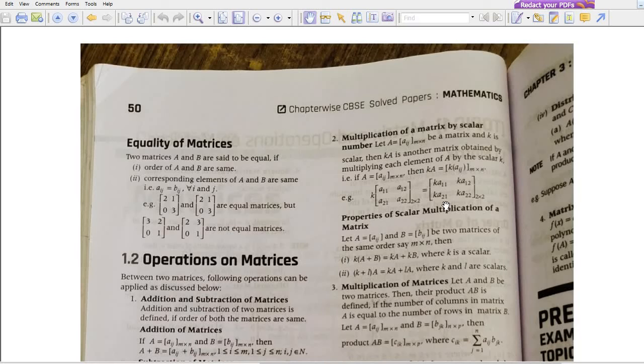Okay. So next we discuss multiplication of a matrix by a scalar quantity. That means if we multiply a matrix by a scalar quantity, then all the entries of the matrix must be multiplied by that scalar quantity. Clear? So what are the properties of scalar multiplication of a matrix? See here, K is a scalar quantity. That means it can be anything, 1, 2, 3, anything. K into (A plus B) equals what? KA plus KB.